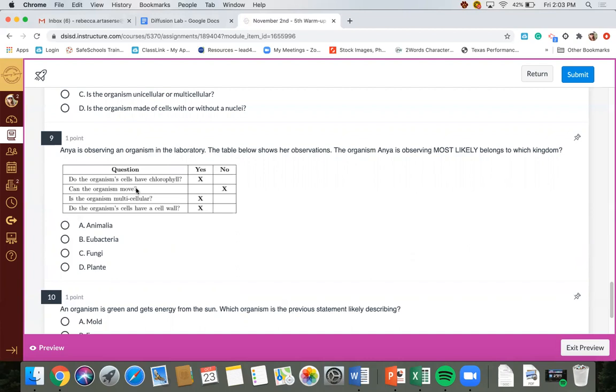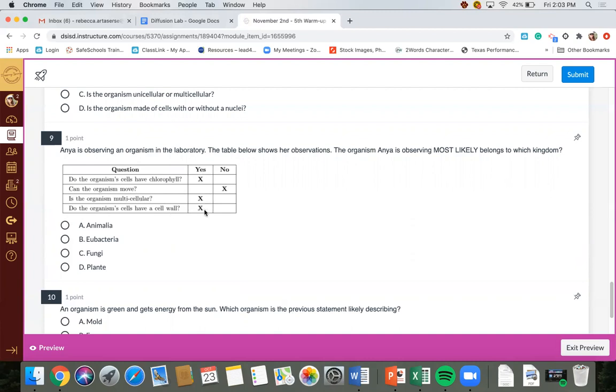So when I'm thinking move, could it pick itself up and run across the street? No, it can't. So I'm thinking of a stationary organism. Is the organism multicellular? Yes. Okay, so that eliminates our bacteria and our protists. And then, does the organism have a cell wall? Yes, it has a cell wall.